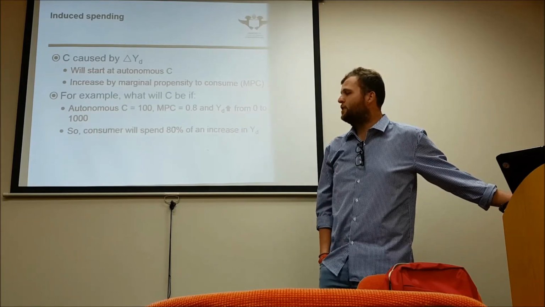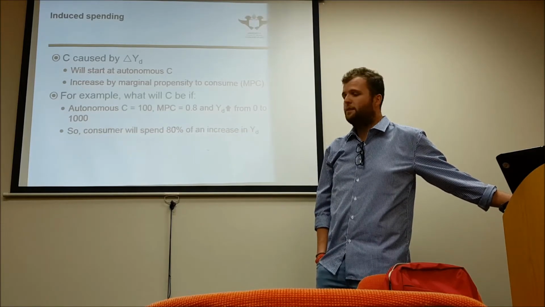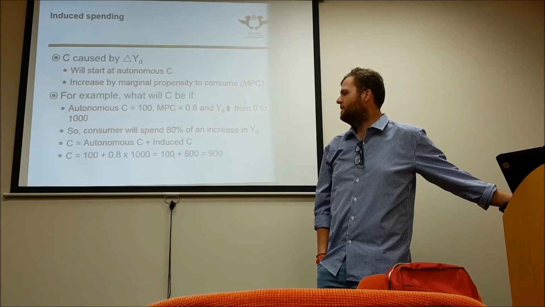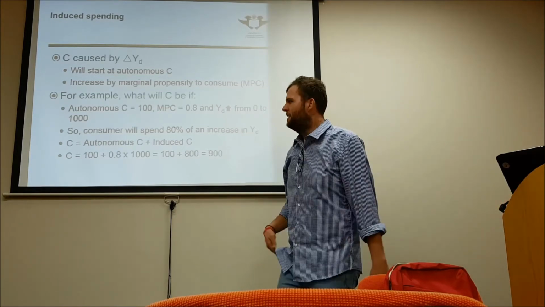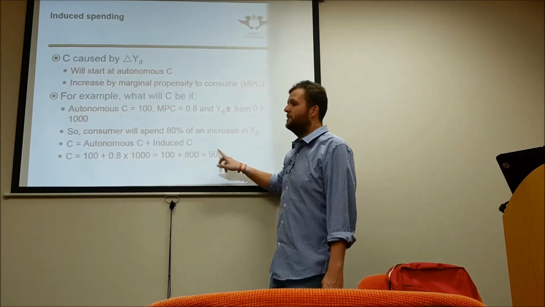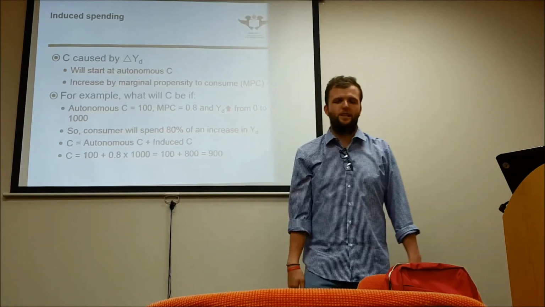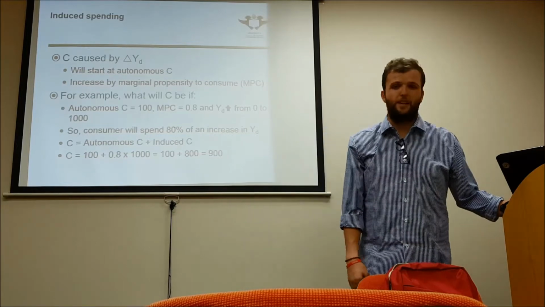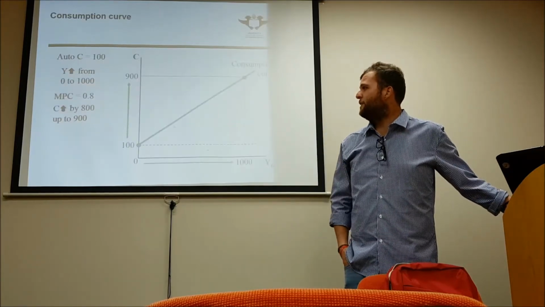So consumers will spend 80% of an increase in YD. Here you can see the formula: 100 plus 0.8 times 1,000 gives you the 900. So John's new consumption is 900. Very important to understand.